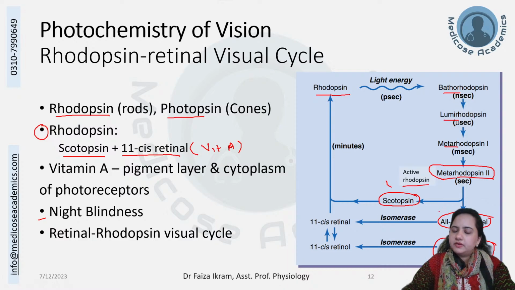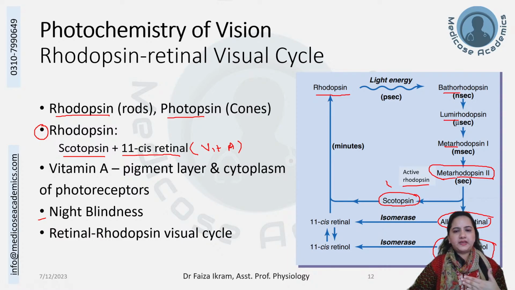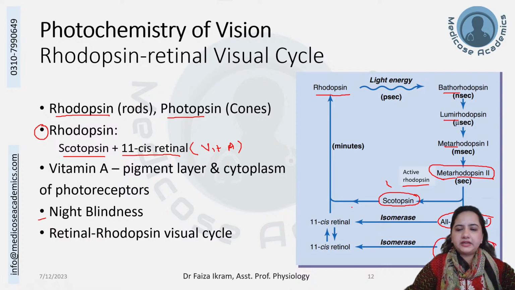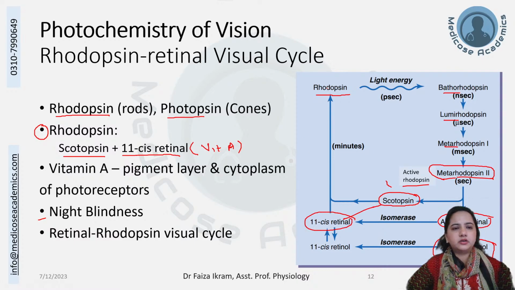Now, next the signal will be transmitted. We will be reviewing that in the next slide. This 11-trans retinal, if it is excessive, might be stored in the pigment layer, and if it is less, more vitamin A might be converted into trans-retinal and then cis-retinal. Ultimately, when the light energy is removed, this 11-cis retinal will combine again with the scotopsin to reform the rhodopsin.